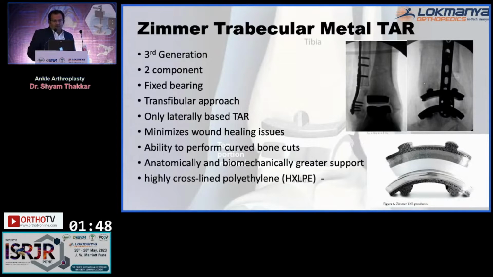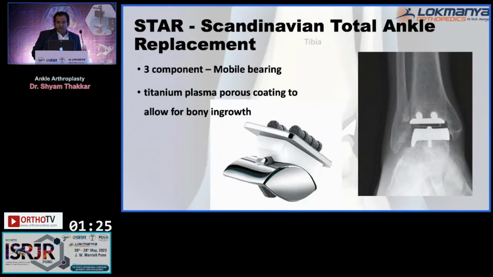One of the known companies of total knee replacement also has a total ankle, which uses only a lateral based approach, where you have to do a fibula osteotomy and approach. Only advantage is it has curved bony surfaces, so better anatomic and biomechanical stability. But the only disadvantage is we have to osteotomize the fibula and fix it with a plate. So the STAR ankle, which is also commonly used in European nations, is a 3-component mobile bearing. Recently, they have designed it as a titanium plasma porous coating with hydroxyapatite to allow bone ingrowth.